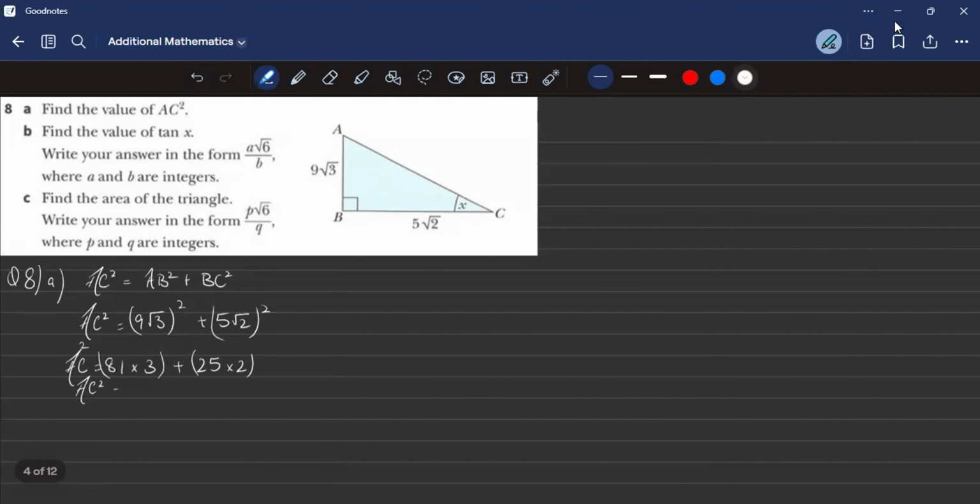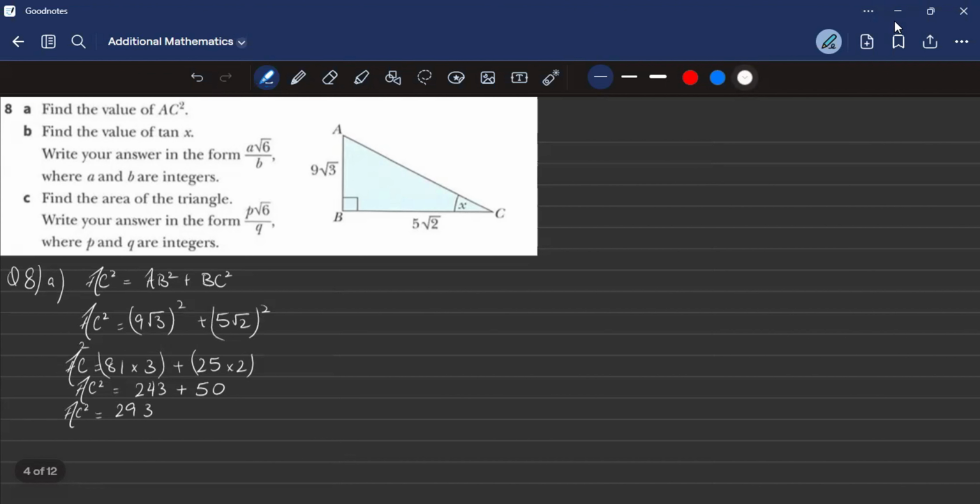So AC squared is equal to basically what? 81 multiplied by 3 is 243. So 243 plus 25 twos is 50. So AC squared is equal to 243 plus 50, which is equal to 293. So this is 293. It is important to note they've not given us any centimeter or meter units. So we just write AC squared is equal to 293. No centimeter etc. is required because they've not given it in the question itself.